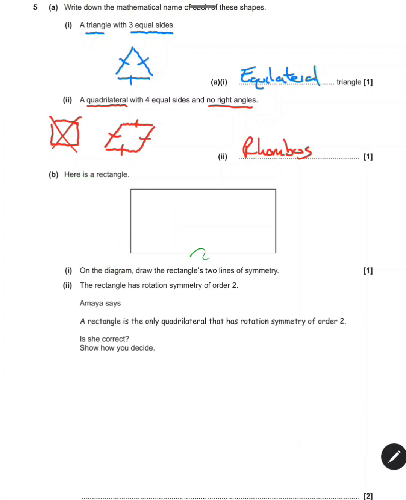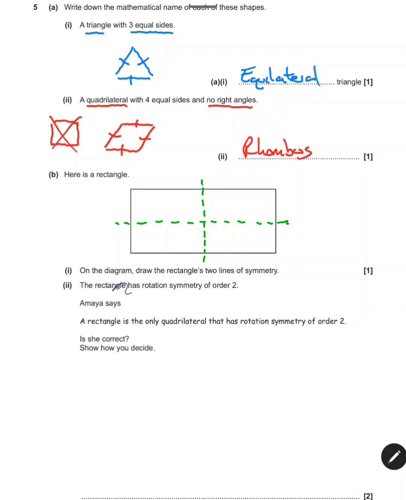Part B, we've got a rectangle, and we're asked to draw the rectangle's 2 lines of symmetry. Well, lines of symmetry are mirror lines. This side would reflect exactly onto this side, so that's 1. And then we've got 1 going across the middle there. This top would reflect perfectly down onto this bottom.